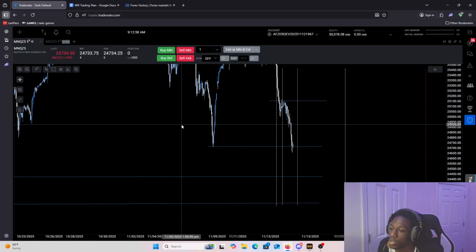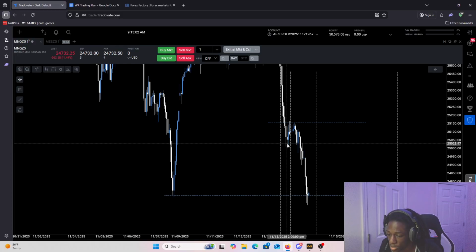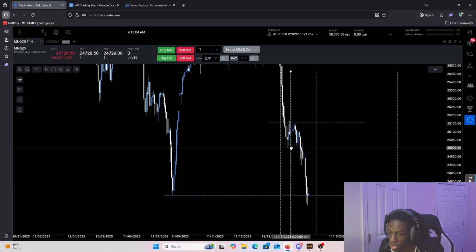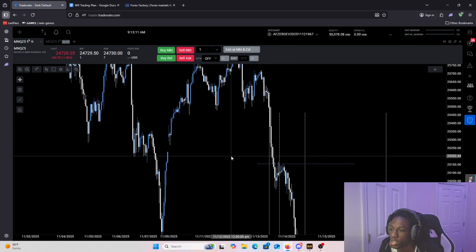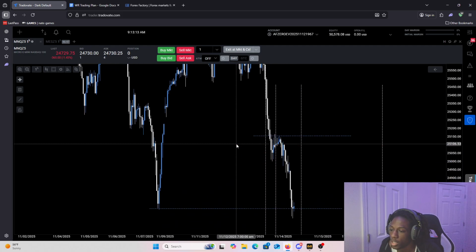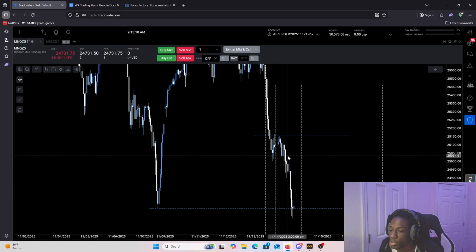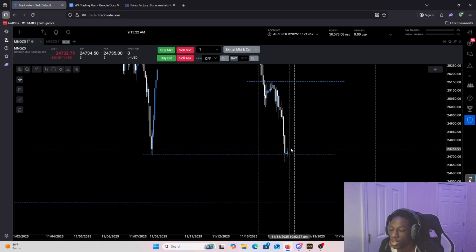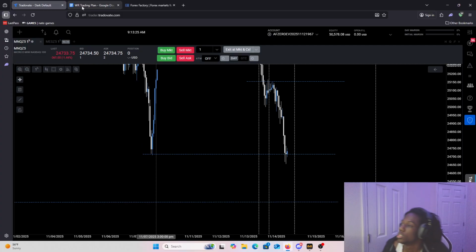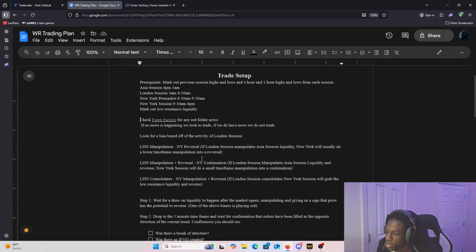So normally I'd be looking for a continuation because as you see, this right here, this is Asia session. London session came up, swept Asia session, or this is not even Asian session highs, but came through and continued the trend during Asia session, swept their lows, and continued down lower. So let's look and see what that says. London session manipulation, no.